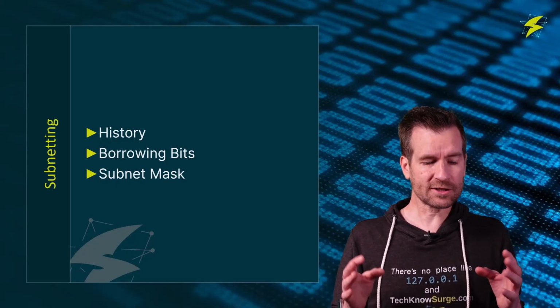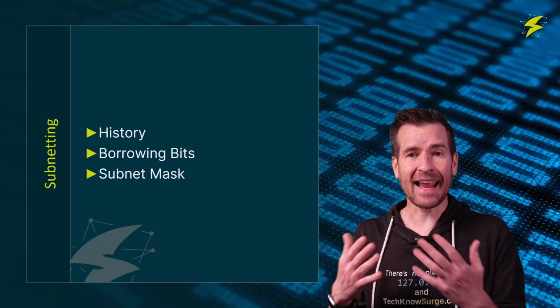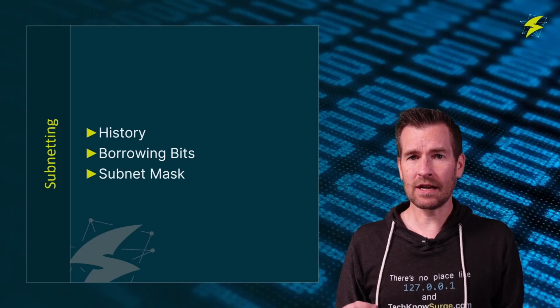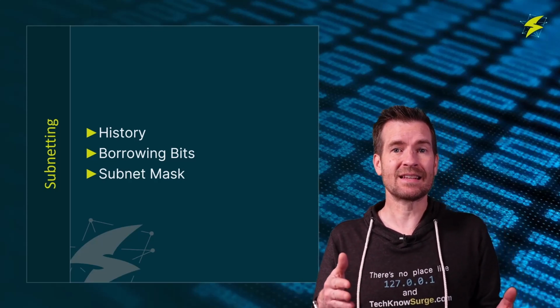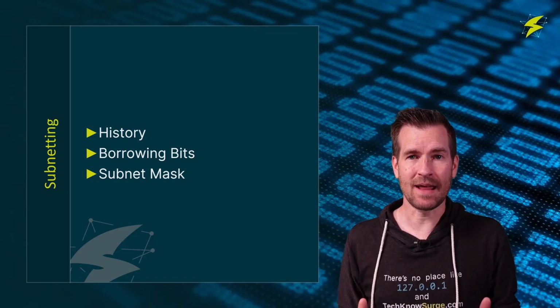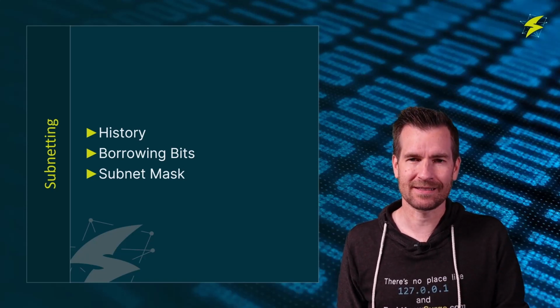In this video, we'll start out by taking a glance into the IP addressing history again. Then we're going to jump into what it means to borrow bits, and then we'll wrap things up by talking about the subnet mask and what that does for us.